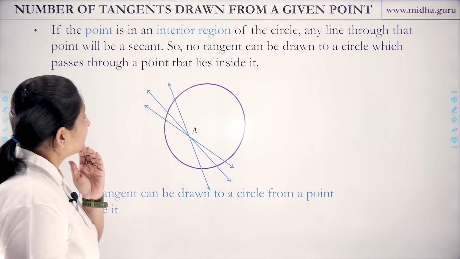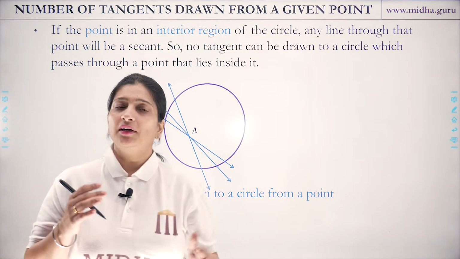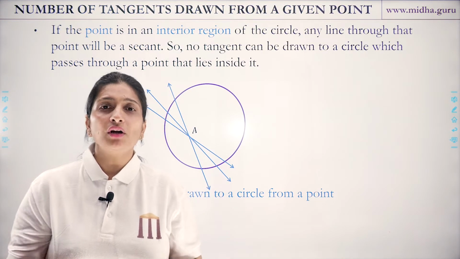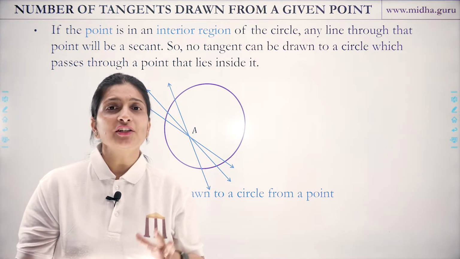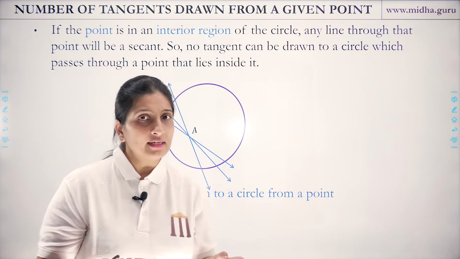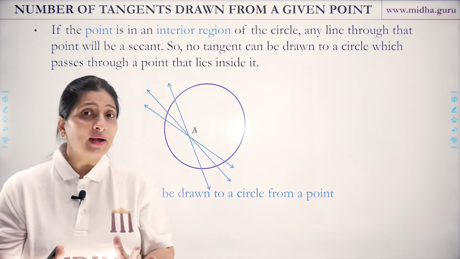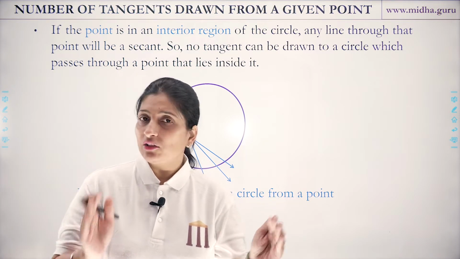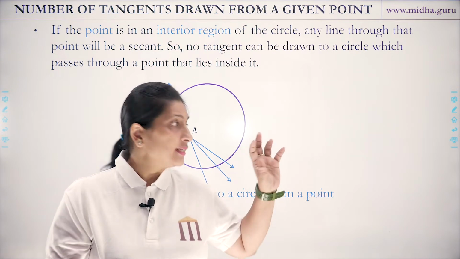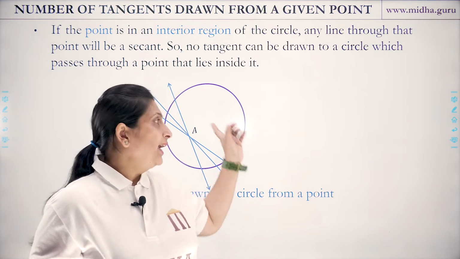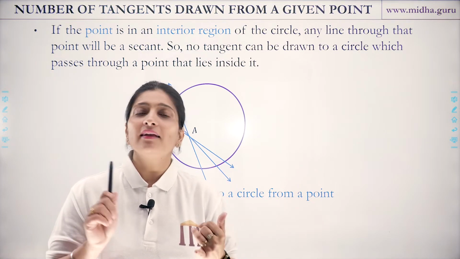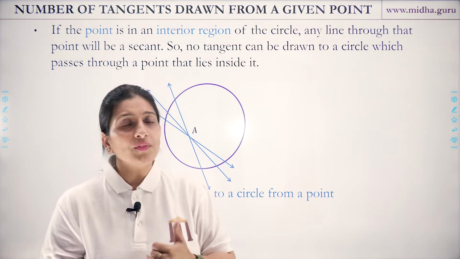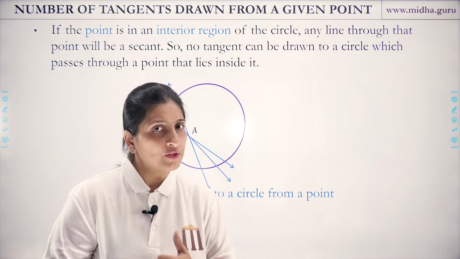Next we'll see the number of tangents which can be drawn through a given point. A point has been given, so how many tangents can be drawn to that circle? Now, a circle divides a plane in 3 parts. We know that it is interior of the circle, exterior of the circle and on the circle. So the points can be either in the interior of the circle, on the circle or exterior of the circle.